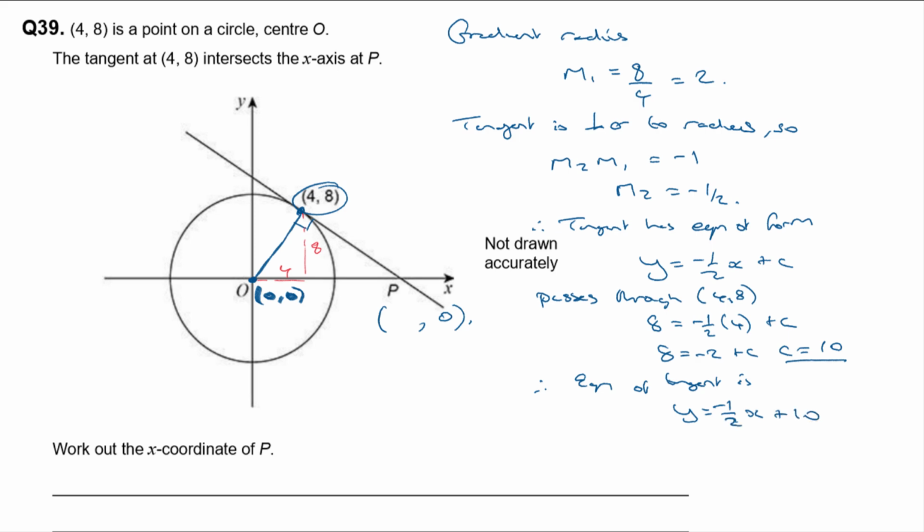Okay, so now we've got the equation of the tangent. We want to find the coordinates of the point P, and we already know that the y coordinate must be equal to 0 because it lies on the x-axis. So when y is 0, what's the value of x? So I've got 0 equals minus a half x plus 10. So taking the minus half x the other side, I've got a half x is equal to 10. So x is going to be equal to 20. And therefore, P is the coordinate 20, 0.